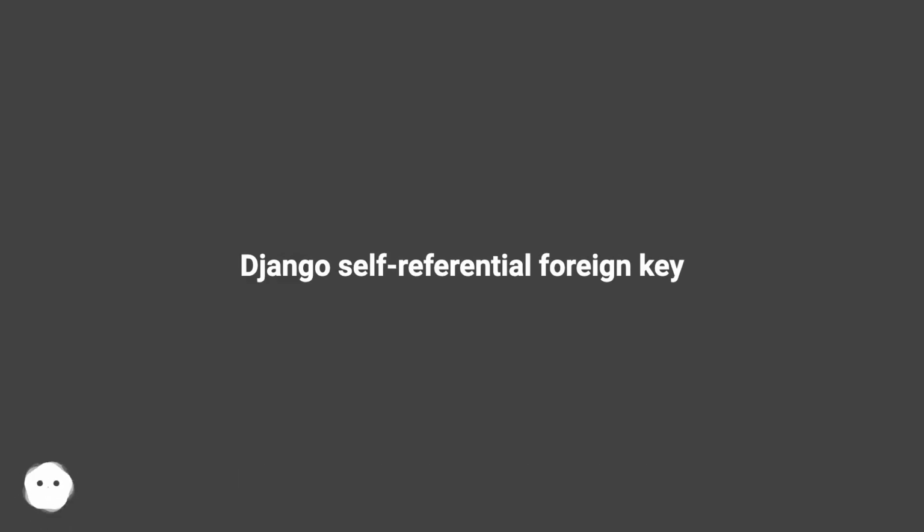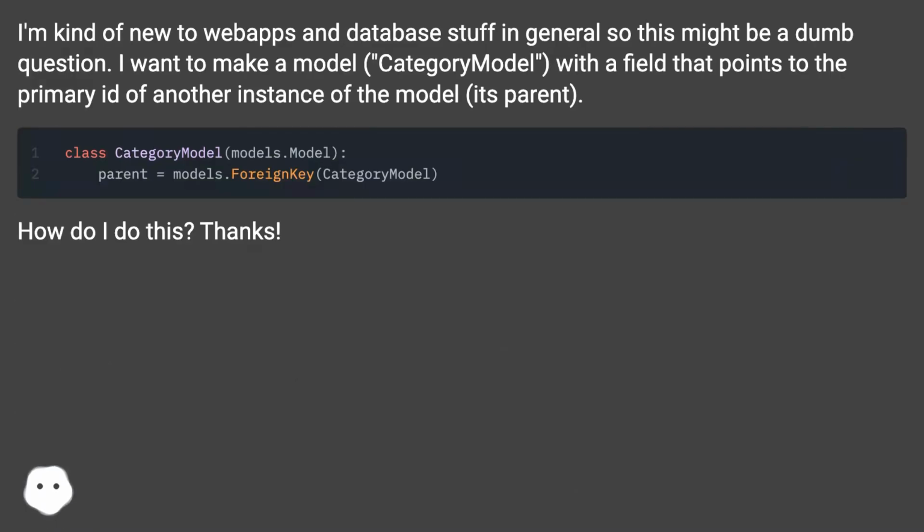Django self-referential foreign key. I'm kind of new to web apps and database stuff in general, so this might be a dumb question. I want to make a category model with a field that points to the primary ID of another instance of the model, its parent. How do I do this? Thanks.